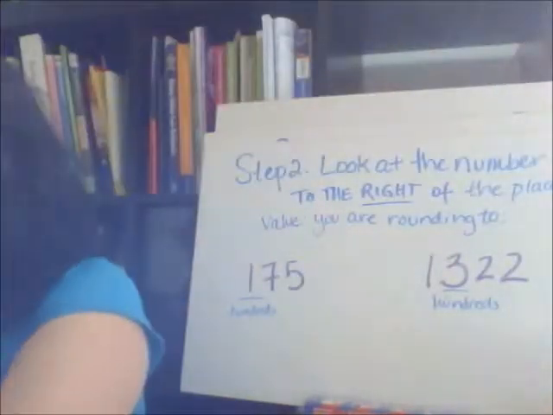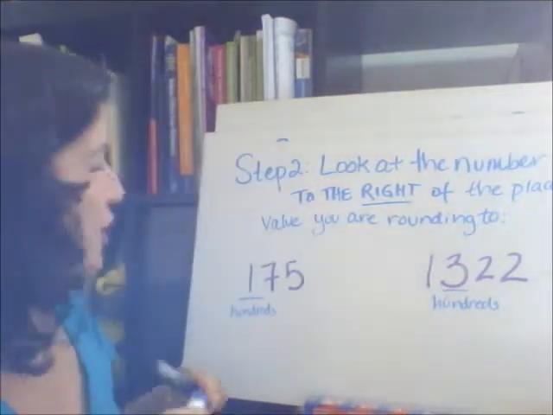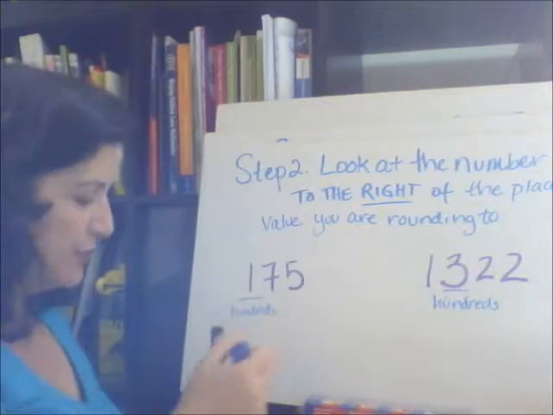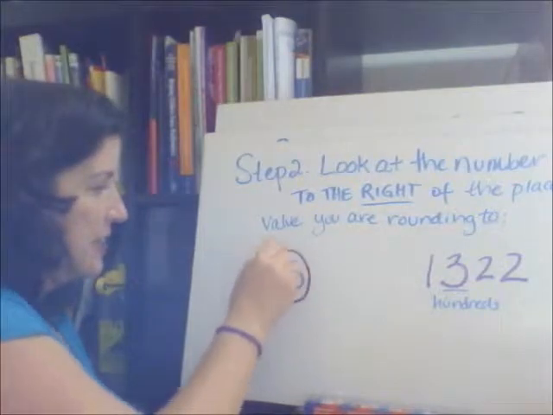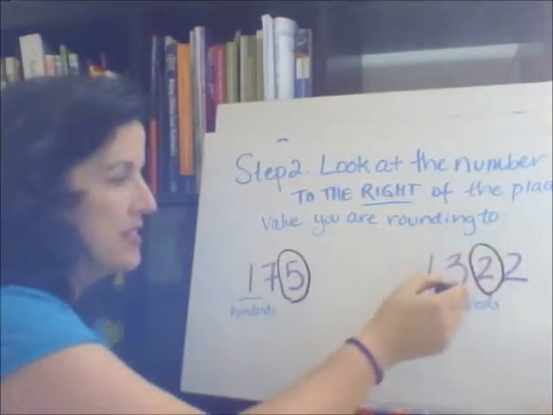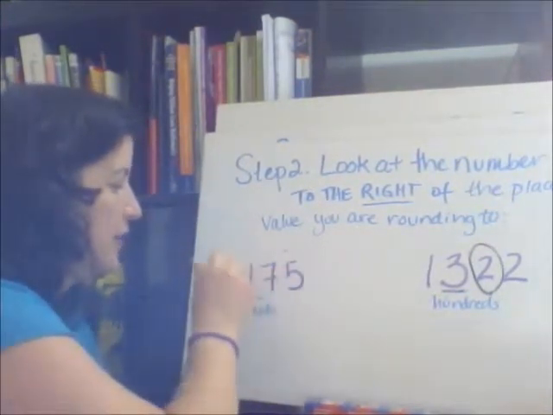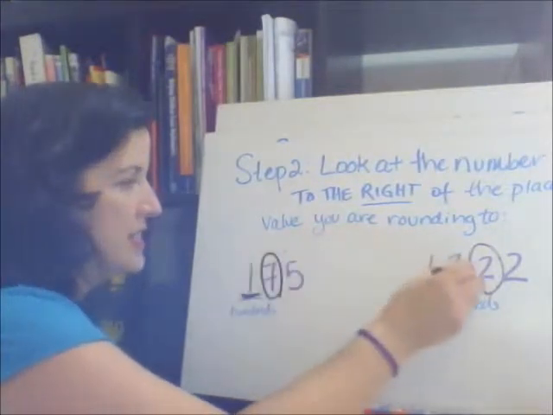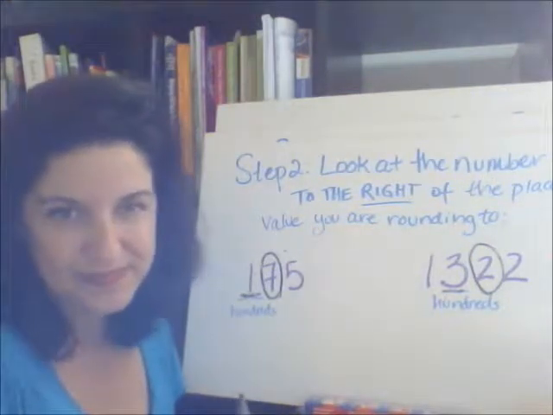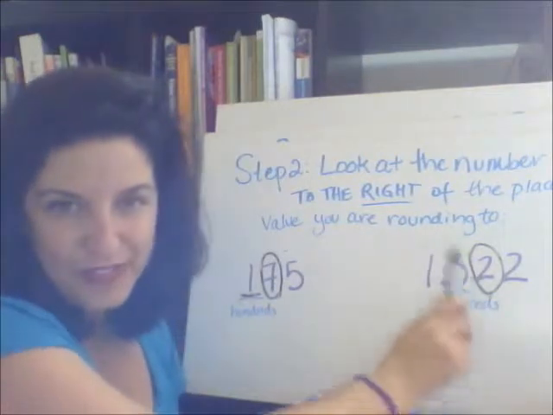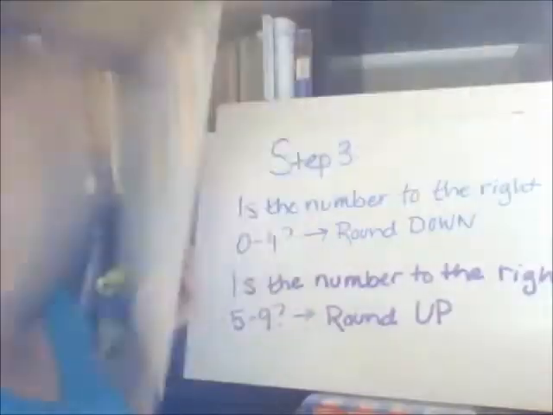Okay, step two, look at the number to the right of the place value you're rounding to. So in our instance, we're rounding to the nearest 100. So I've identified the hundreds here, but you're looking at the number one to the right of that. Sorry, I messed that up, my apologies. We've got our 100 here, looking at the number just to the right of it. Sorry about that, you guys. Okay, so we're looking at the number just to the right of the hundreds column. And in this instance, we've got a 7, and in this instance, we've got a 2. Okay, so step 2, look at the number to the right of the value you're rounding to and identify it.